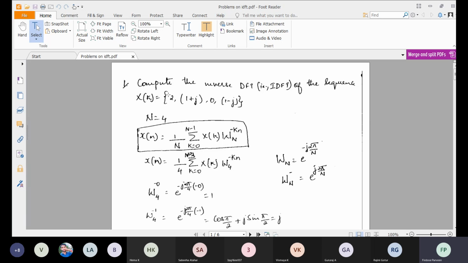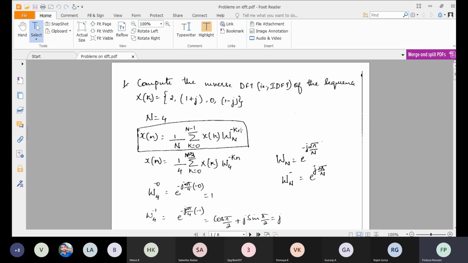Why? This is 1, this is 2, 3 and 4. So we have 4 samples, so capital N will be equal to 4. So what is the formula for IDFT? The formula for IDFT is x of n is equal to 1 by N summation k is equal to 0 to N minus 1, x of k, W_N to the power of minus kn.